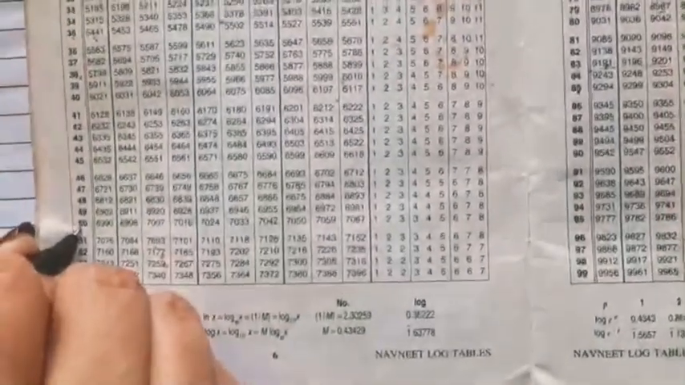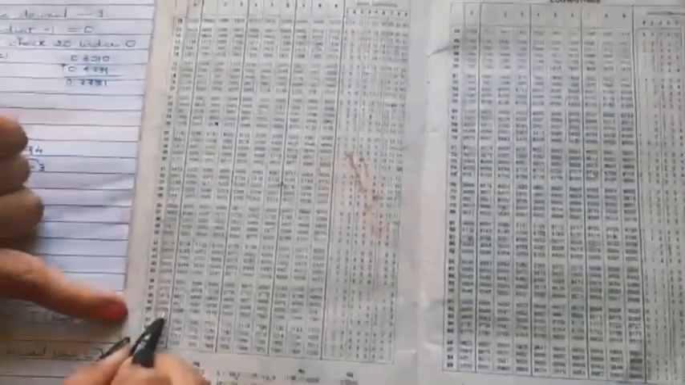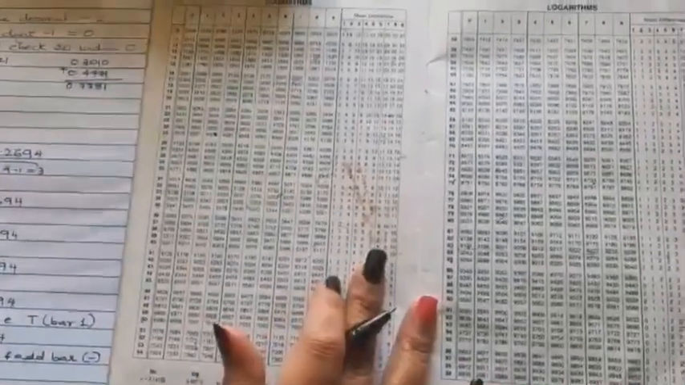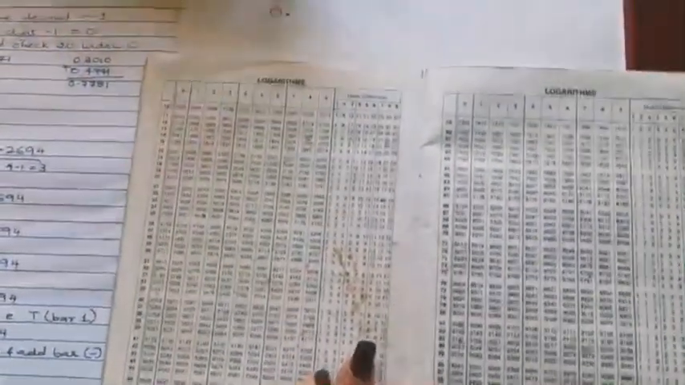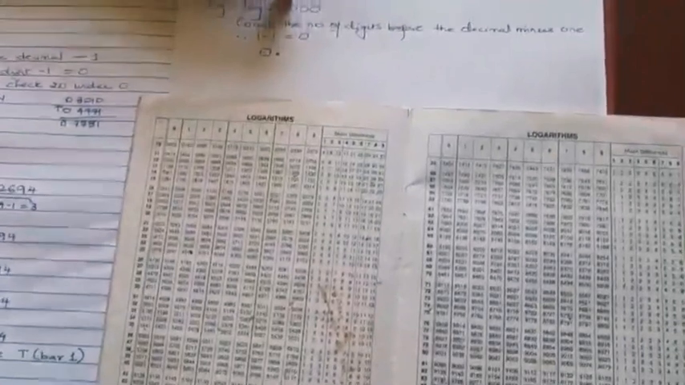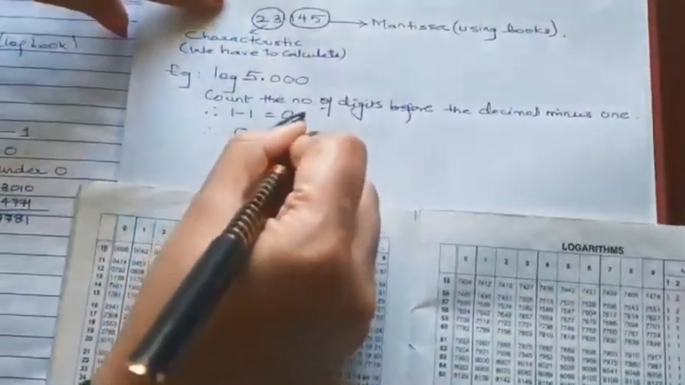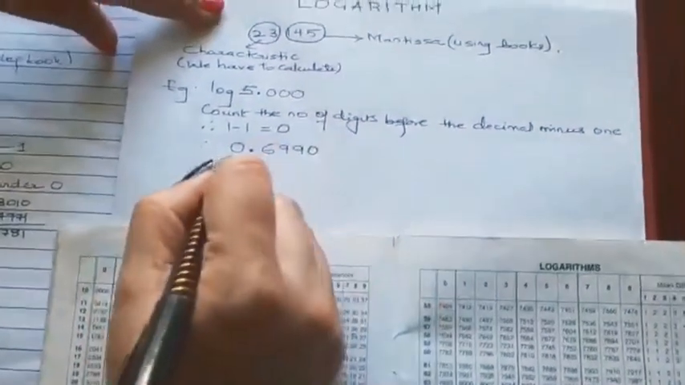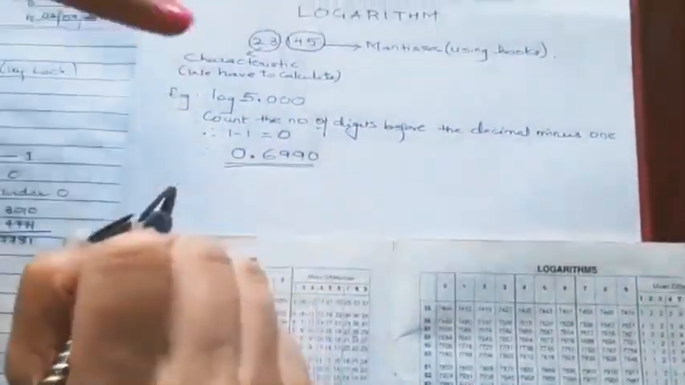So here we have 50 and the next number is 0. So 50 under 0, you come like this and check here. 50 under 0 is 6990. There are no more numbers, so we just write this 6990. So this is my final log for 5.